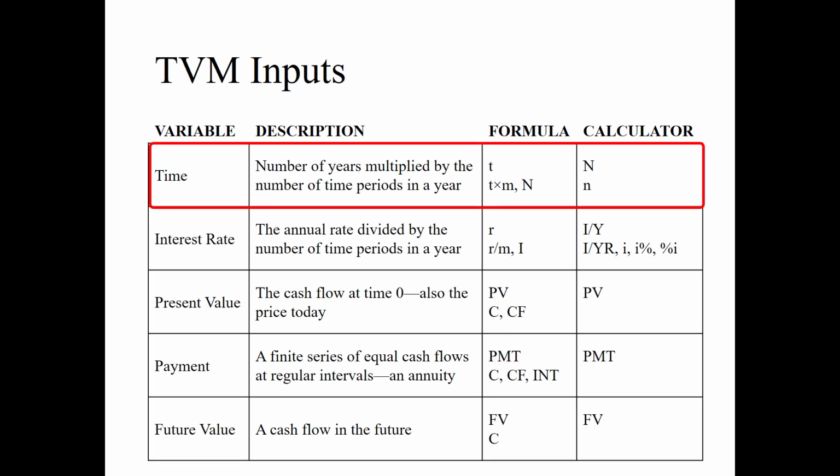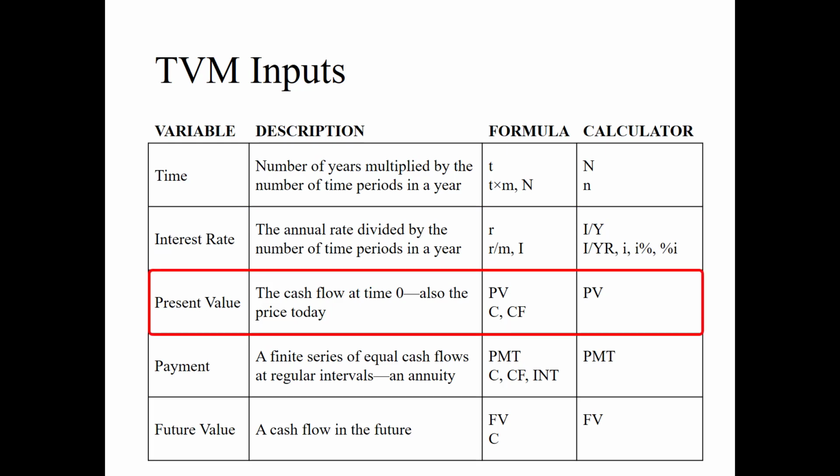Time is going to be the number of years multiplied by the number of time periods in a year. Our formula is usually going to use T. It might use T times M or N. On our calculator, it's normally denoted with an N. Our interest rate is going to be our periodic interest rate. In other words, it will be our interest rate per year divided by the number of time periods per year. It could be denoted with an R, or R divided by M, or I on our calculator. It's usually denoted by an I over Y.